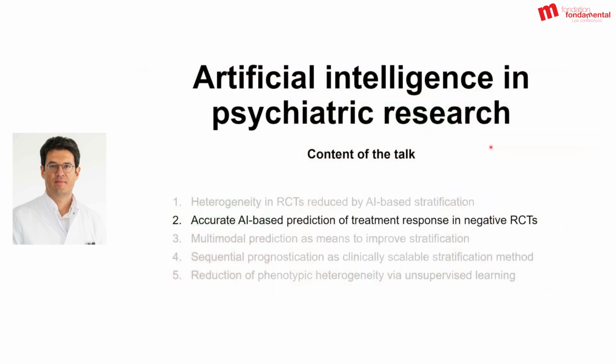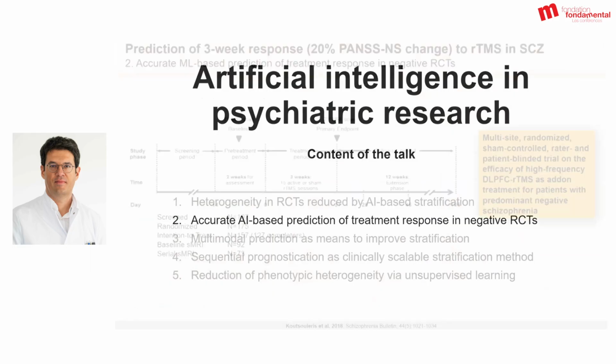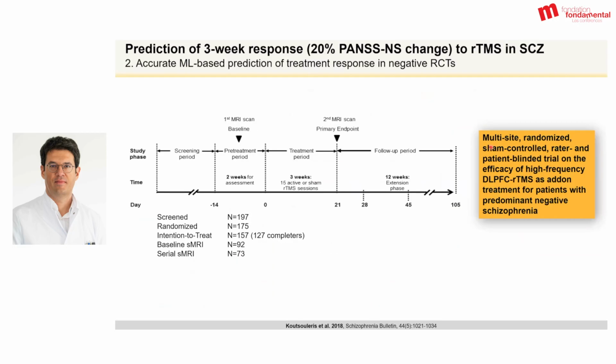That was the first little part of my talk. I would like now to go into prediction of treatment response in negative RCTs. There was a study conducted in Göttingen about 10 years ago, which tested the effect of repetitive transcranial magnetic stimulation applied to the DLPFC of patients with predominant negative schizophrenia.